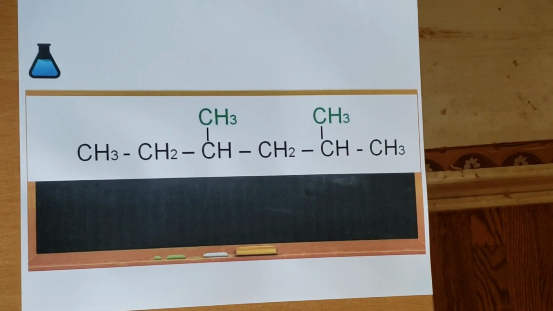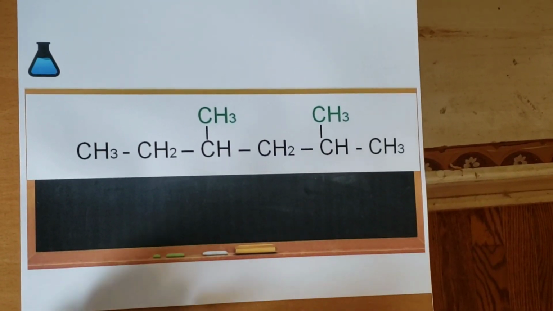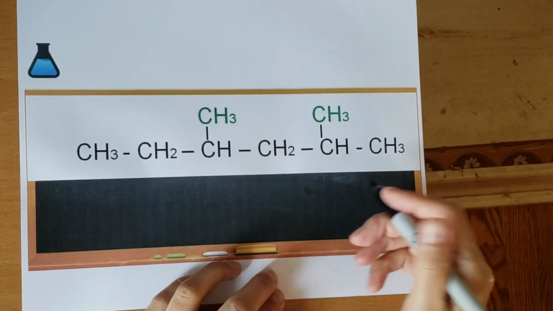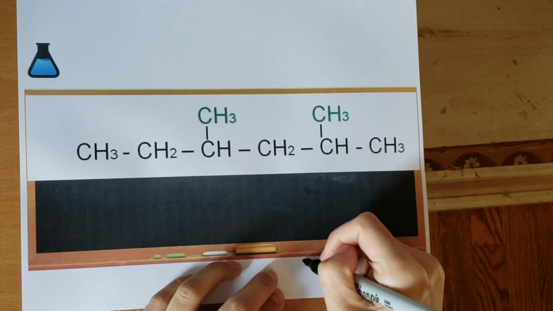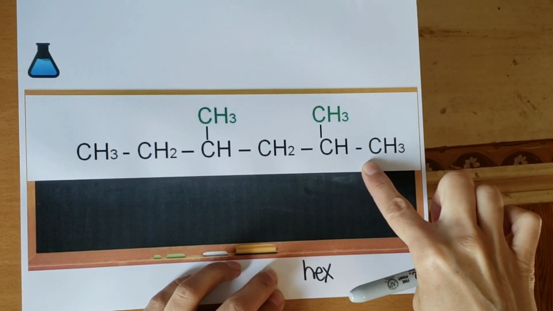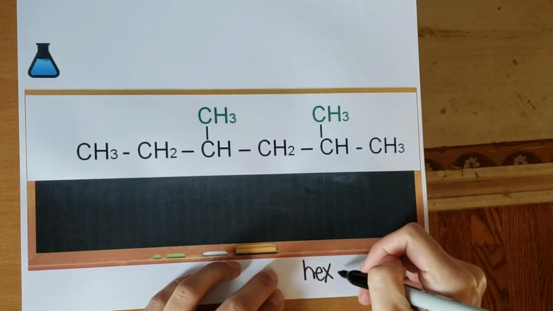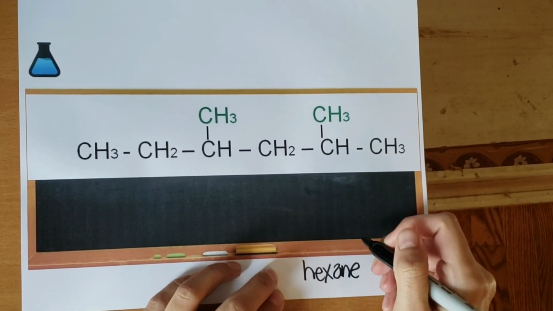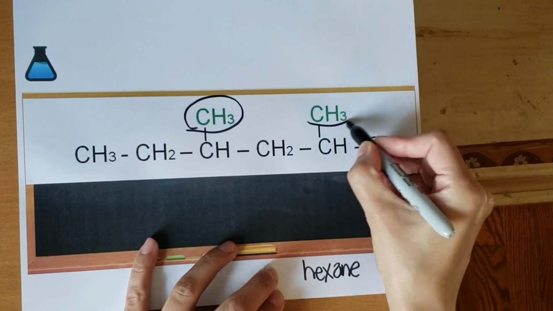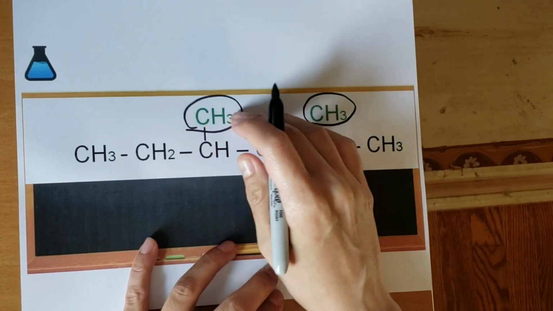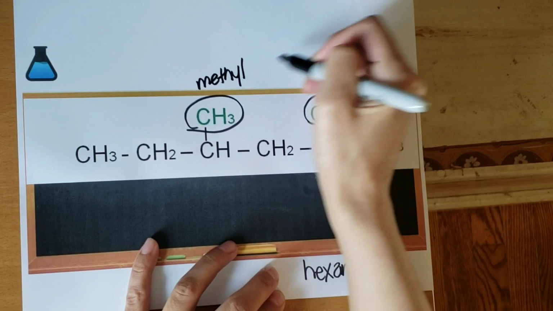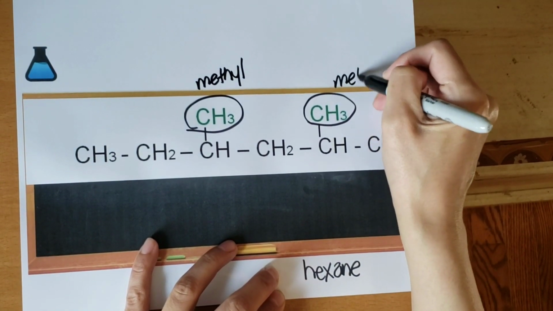So the first thing I want to do is count the carbons in my parent chain. There's 6 carbons, so that means that the parent chain is hex. We have all single bonds, so this is hexane. And now I'm going to look at my branches. So here's one branch, and here's another branch. So this branch has 1 carbon, so it's going to have the prefix meth, suffix yl for a branch. The same here.